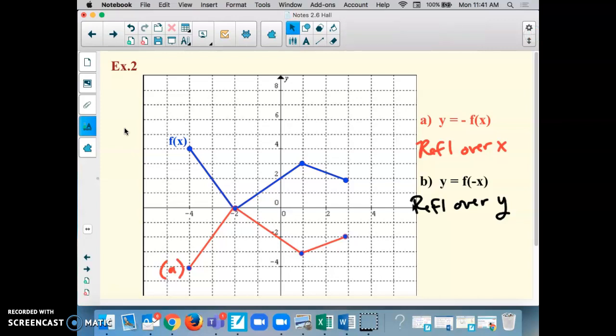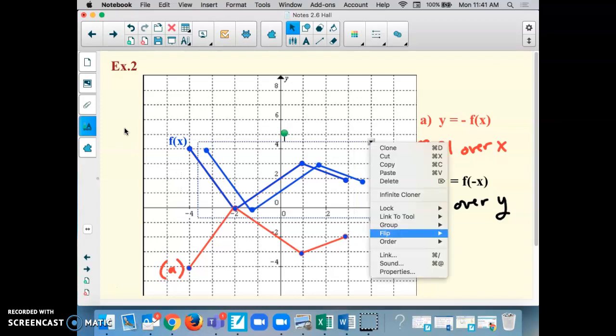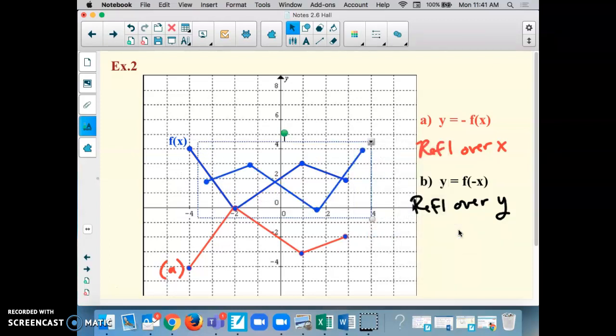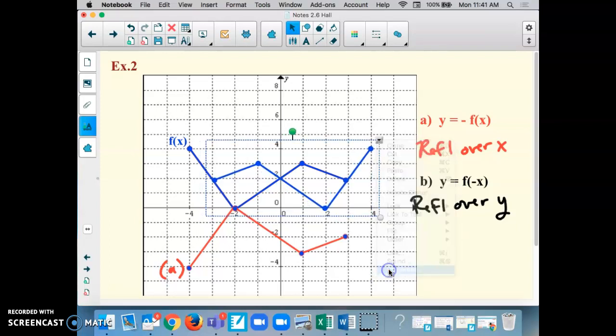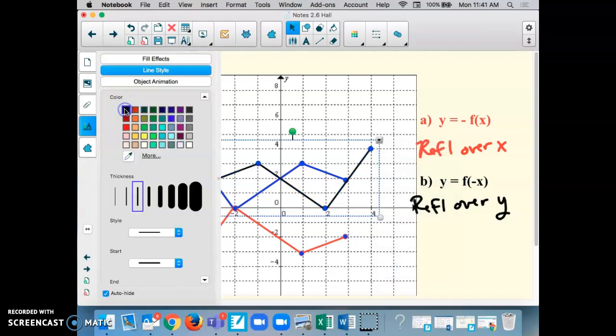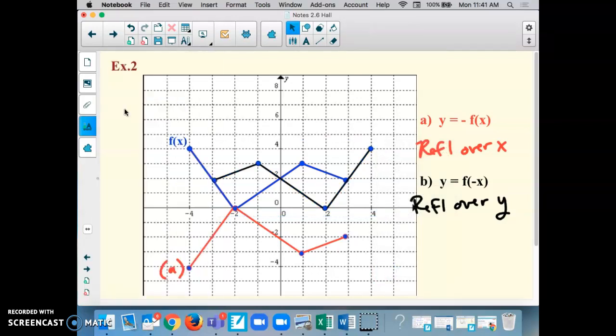Flex over the y-axis. That is going to be a reflection over the y-axis, and so that will be a flip left and right. So let me just take a graph out of here, flip it left and right. It is going to look just like this. That one is the black one. There you go. That is the graph of B right there.